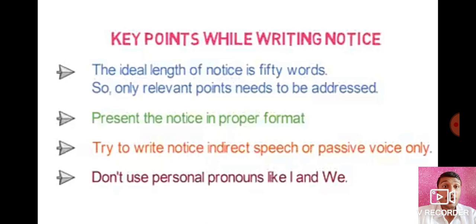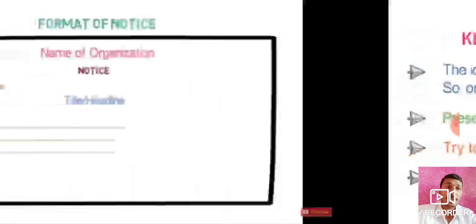And the next one is don't use personal pronouns like I and we. Actually, that notice is going to be organized or made clear by some organizers, some event, some school, or some higher authority persons. So don't write I and we there. It is the work of an organization.